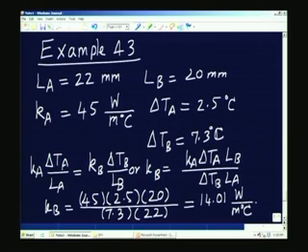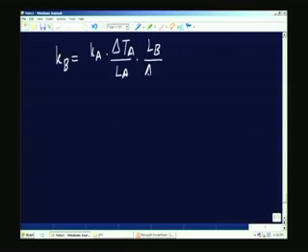Now, all I have to do is to calculate the uncertainties. I have to use this expression. So, we will go back here. Kb is equal to Ka multiplied by delta Ta by La multiplied by Lb divided by delta Tb.